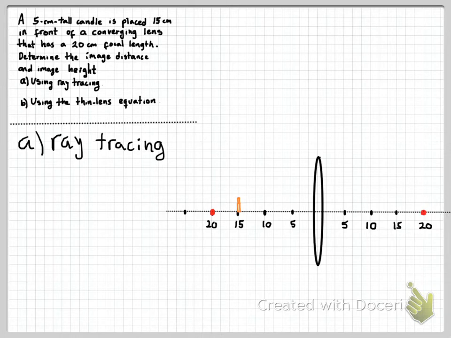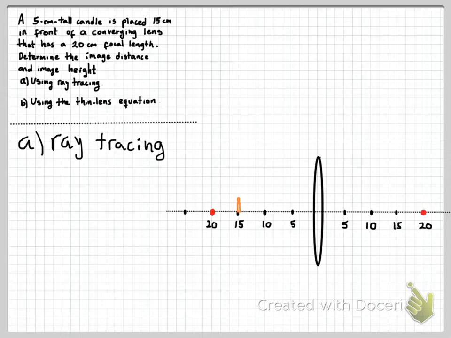And the other thing that I'm indicating here is the candle. There's a little candle here in orange. The candle is supposed to be located at 15 centimeters away from the lens. So I just drew it on the left. You could have done it on the right. I put my candle on the left of the lens. And the height of the candle, I chose it to be 1.5 squares, which is going to represent a vertical distance of 5 centimeters.